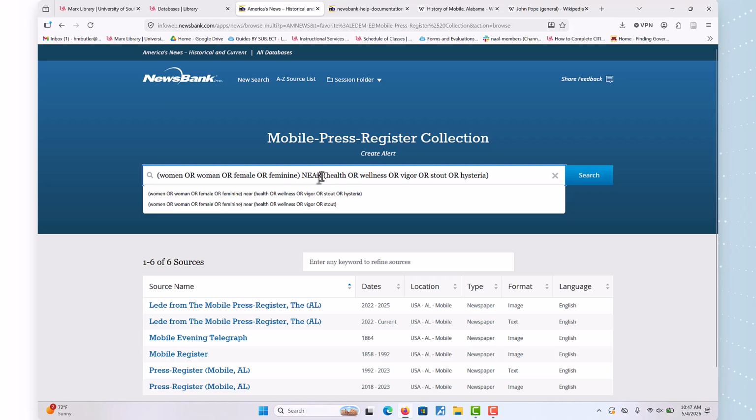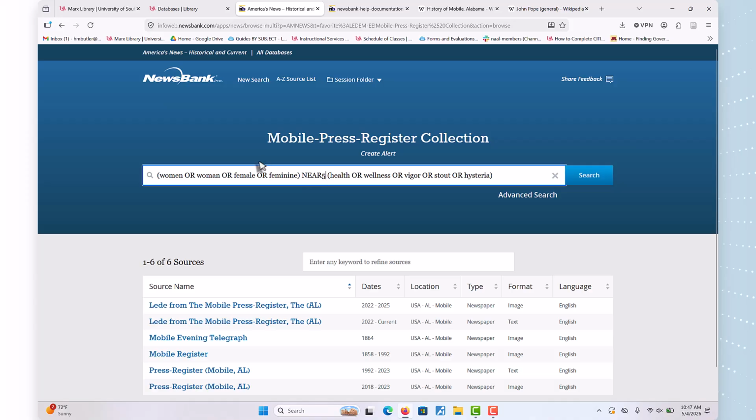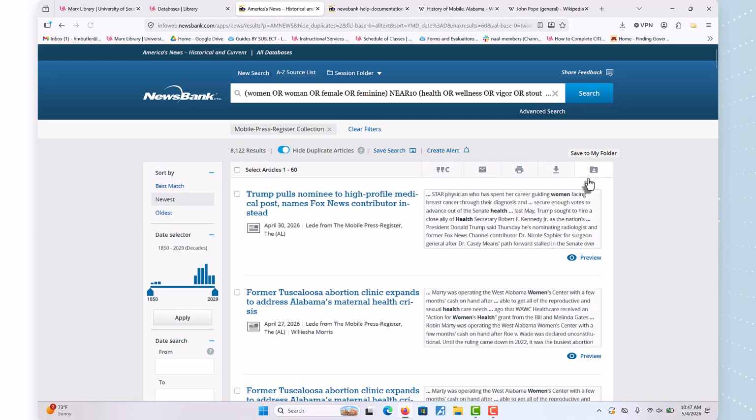What near does is that I can tell it near 10, and it will only give me newspaper pages that have the word woman or one of my alternatives within 10 words of health or one of my alternatives. So I'm giving it this kind of proximity limiter to make sure that these words appear on the newspaper page or in the article within a certain distance so that they are hopefully related to each other. If I do near 5, then that's within 5 words of each other. Near 10 is within 10 words of each other. This is just a nice way to try to make sure that I'm finding relevant items.